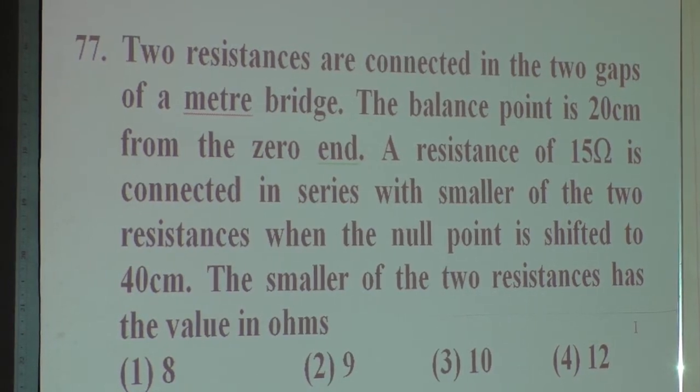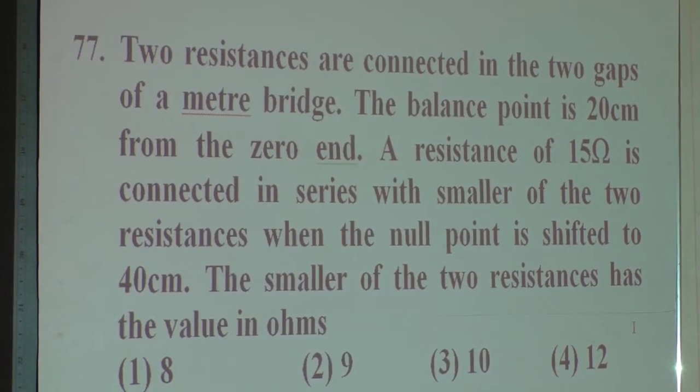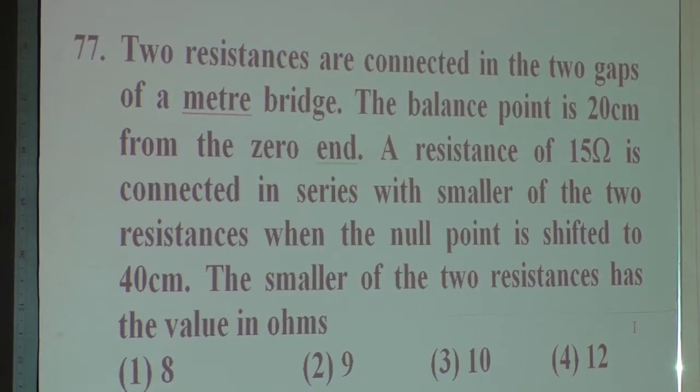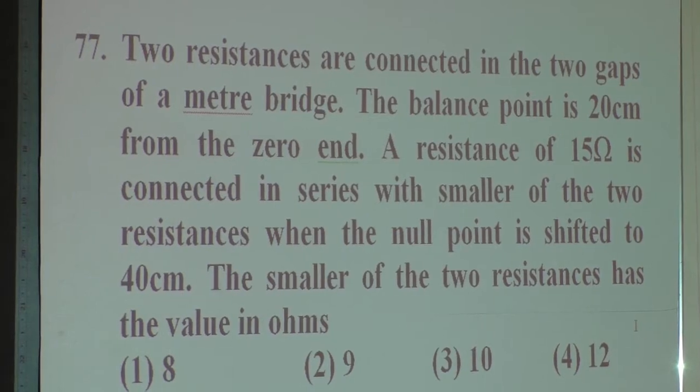2 resistances are connected in the 2 gaps of a meter bridge. We will take them as P and Q. P on the left hand side, Q on the right hand side, and the balancing point is 20 centimeter.